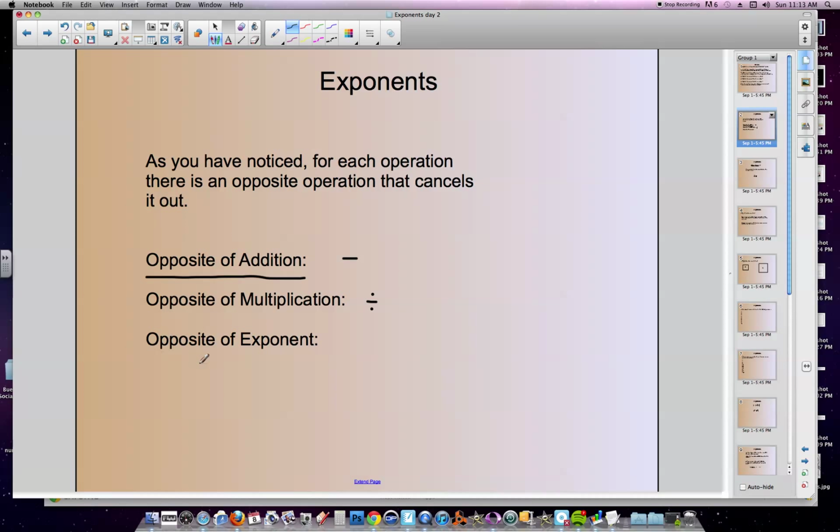Well, there is also an opposite of exponents that does the opposite effect of an exponent, and it's called a root. And in this video, we're only talking about square roots, which means undoing the act of squaring something.